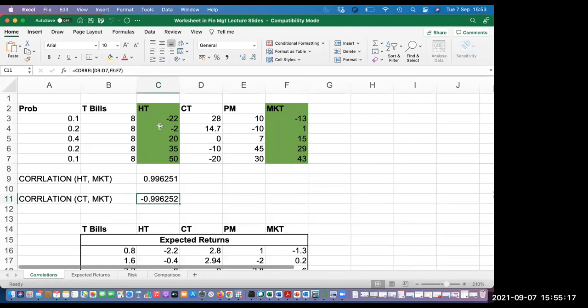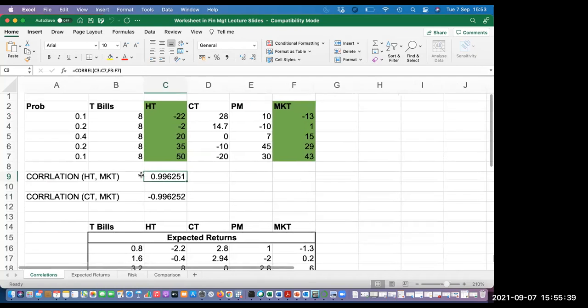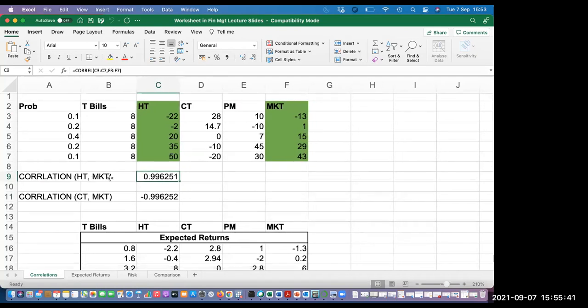Okay, so there's a sheet called correlations. You can click on that sheet. Then you see market returns, which is MKT. And you will see HT. So we are trying to find the correlation between HT and MKT. You can delete what is there, 0.99, and then let's do it together.